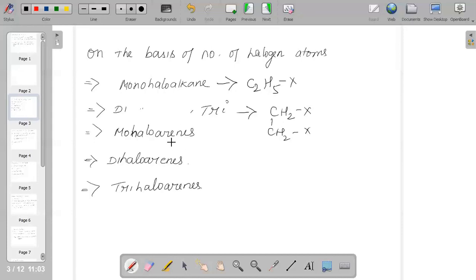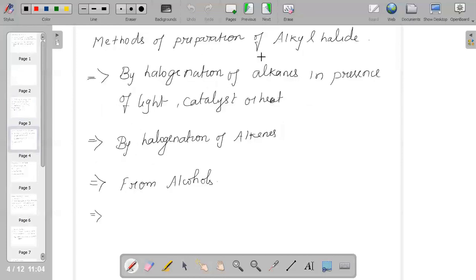In the same way, we have monohaloarenes. When we say monohaloarenes, we have a benzene ring, and to the benzene ring you will have an attached halogen. The same way you can have di and tri. So there are different classifications of haloalkanes and haloarenes based on the number of halogen atoms.